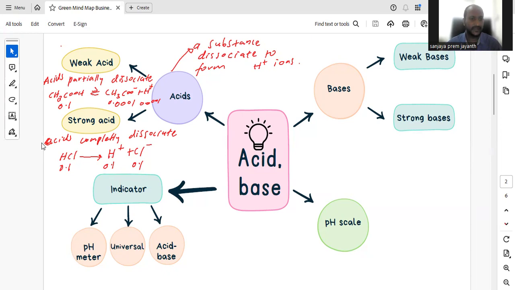Similarly, what are bases? Acids produce H+, bases gain H+. Substances that gain H+, or we call proton, are bases.